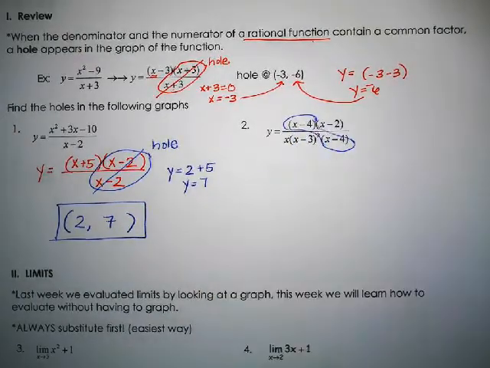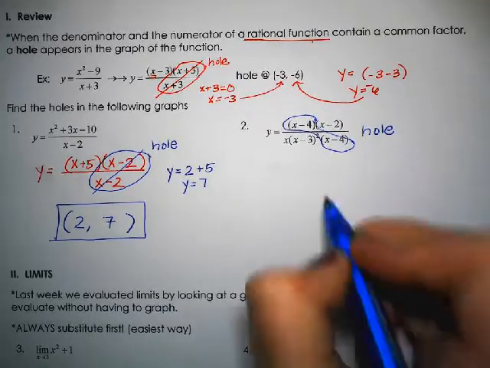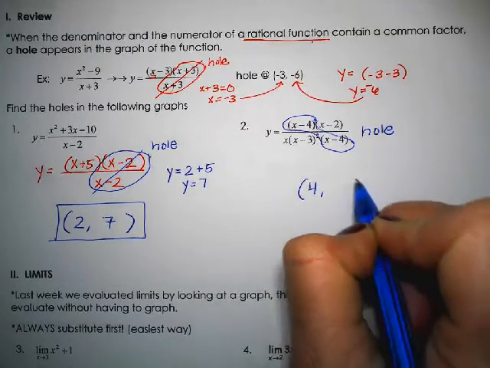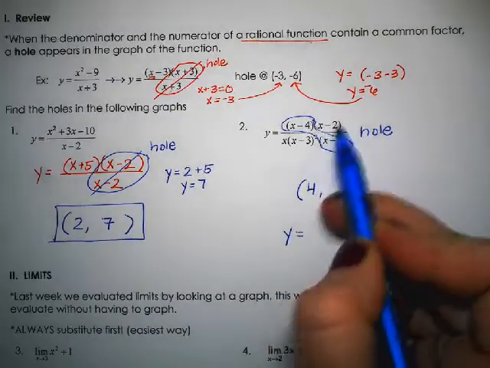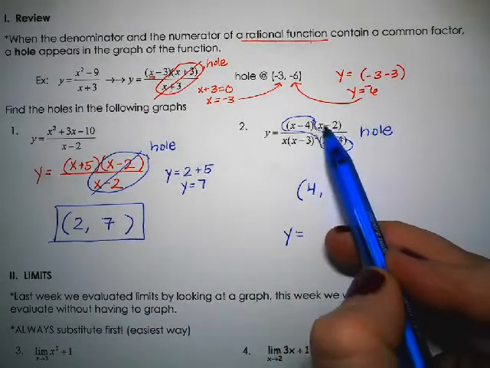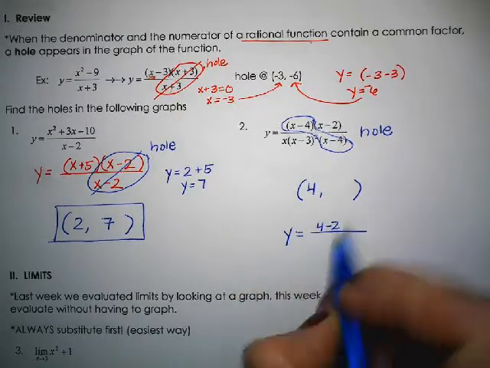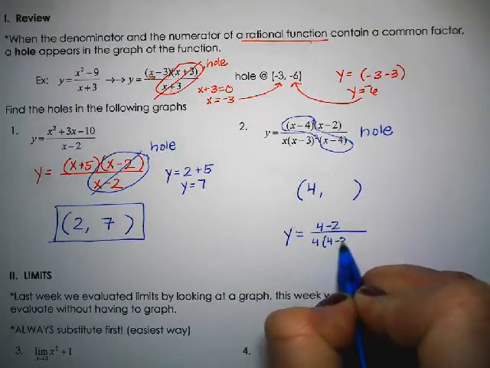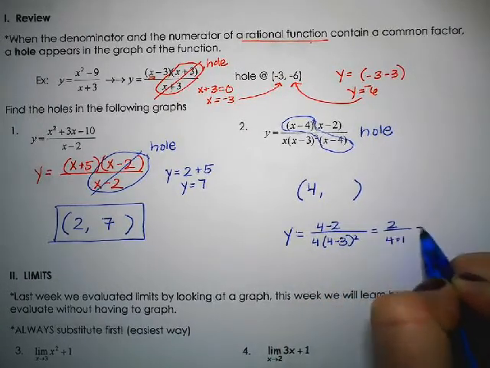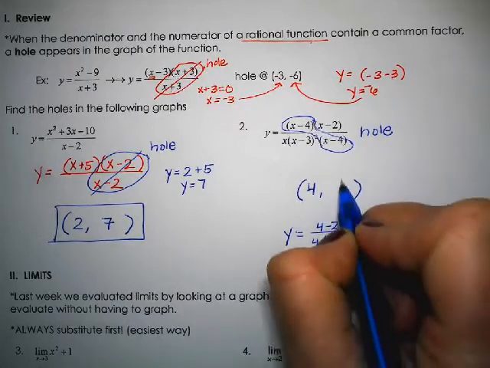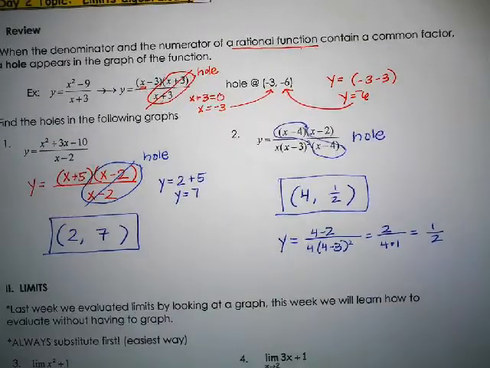The x minus 4 is a common factor, so that's going to make a hole. The hole is going to happen at x equals 4. To find the y coordinate of the hole, I'm going to go into the function that I'm given, and what's left, I'm going to put 4 in for x. So 4 minus 2 over 4 times 4 minus 3 squared. Simplify, and I get 2/4 or 1/2. So this time the hole is happening at 1/2.